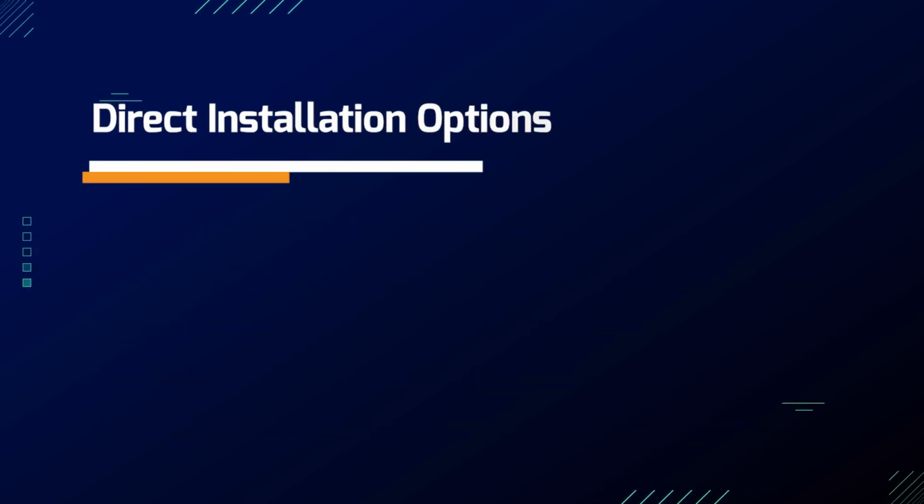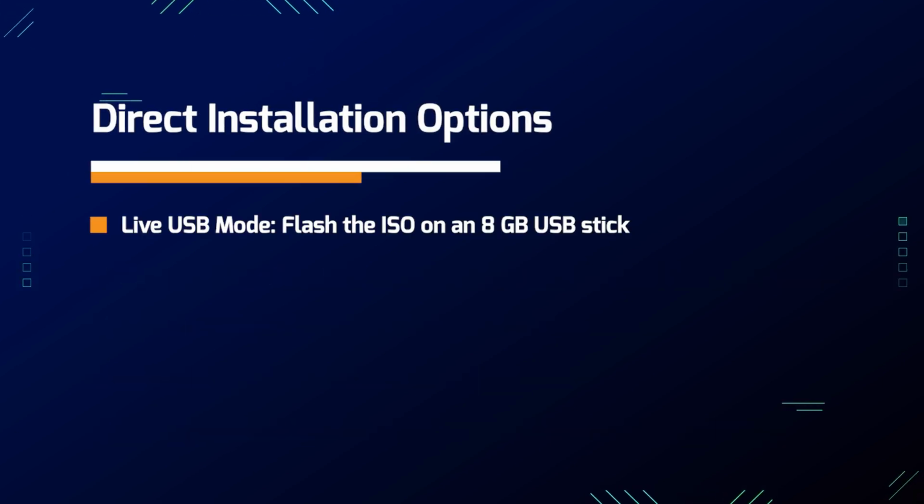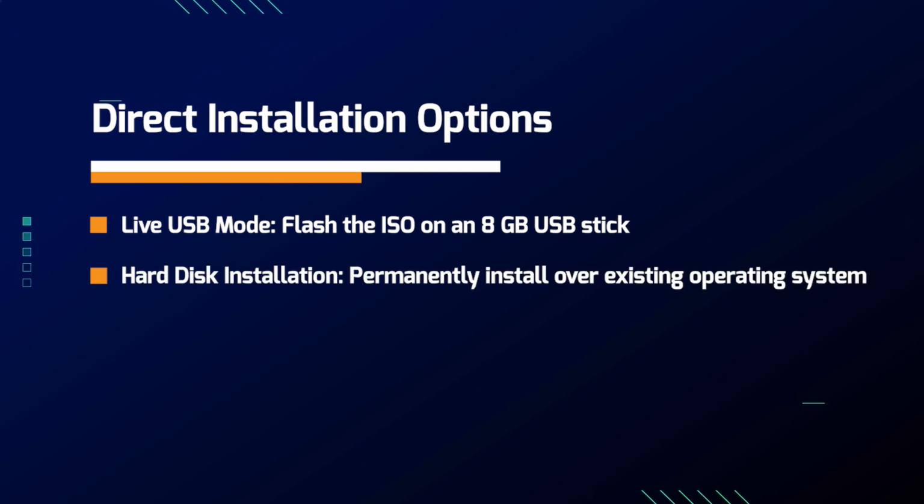The direct installation options are as follows. Live USB mode: you can flash the ISO on an 8GB USB stick. Hard disk installation: permanently install over the existing operating system.